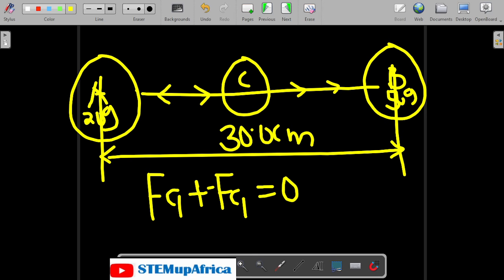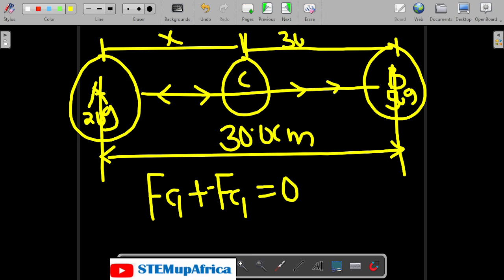That's the way you can have no net force. So we are asked to find the distance between A and C. Let's call the distance between A and C x. If the distance between A and C is x, what will now be the distance between C and B? If the whole length is 30, B and C will be 30 minus x centimeters.